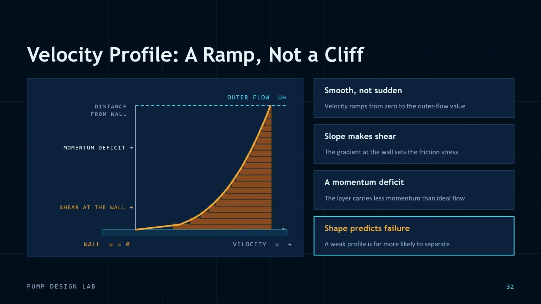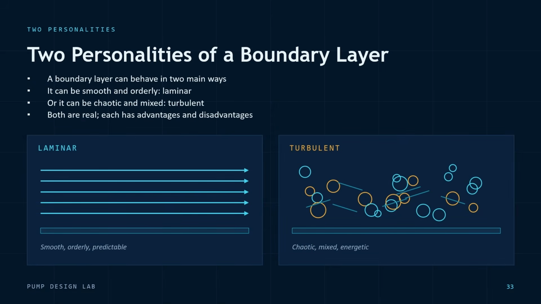So far, we have described a boundary layer as though it always behaves smoothly. In reality, it has two very different possible personalities, laminar and turbulent. Two personalities of a boundary layer. Boundary layers do not always behave in the same way. They can be laminar or turbulent.